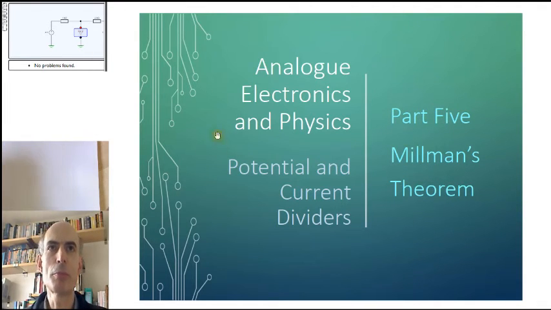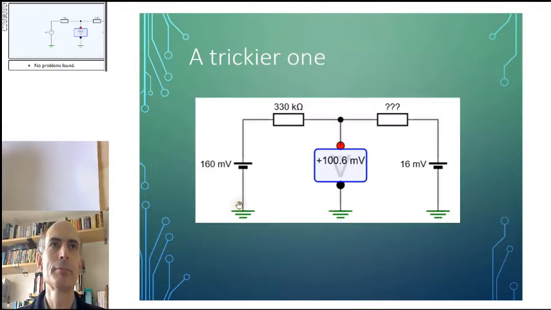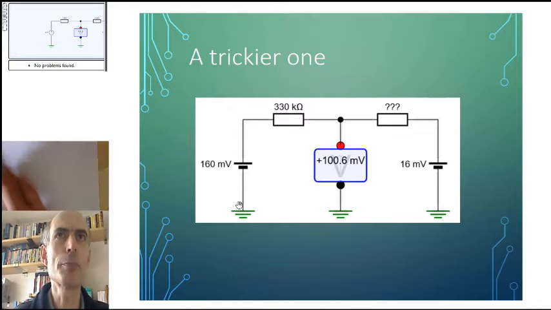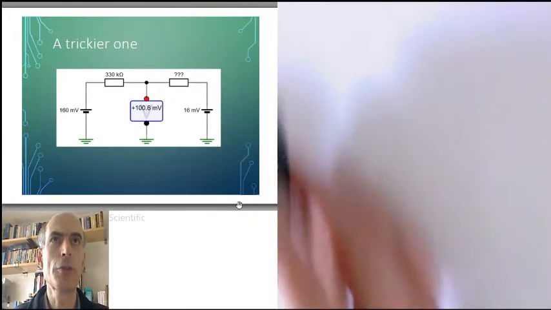It addresses the problem: not all potential dividers have one end connected to ground. Some of them look like this. Right. How do we solve that? Well, we could go back to first principles. And first principles would indicate that we do something like this.